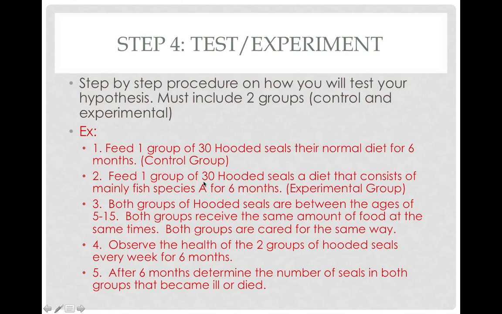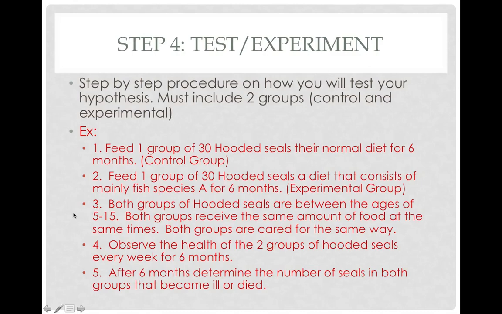Step 2, feed one group of 30 hooded seals a diet that consists of mainly fish species A for 6 months. This is my experimental group because they are receiving what we are experimenting, that fish species A. So this is my test group, you can say. So I'm going to compare this data that I get from this group to this data in my control group to see if there's a big difference.